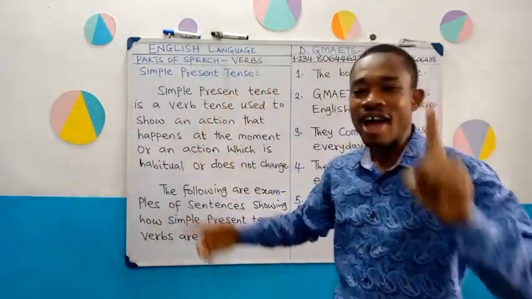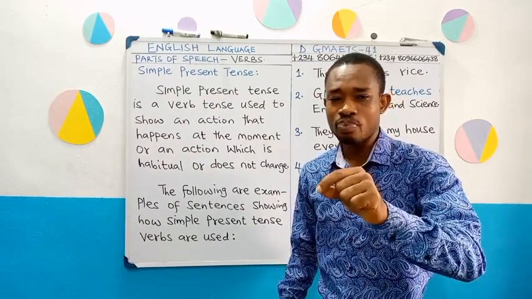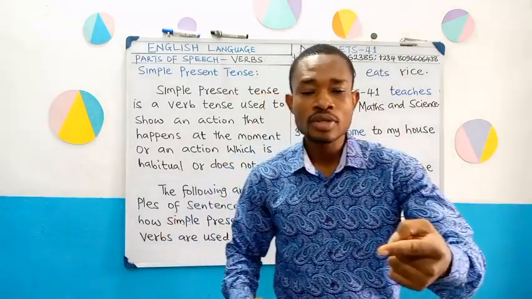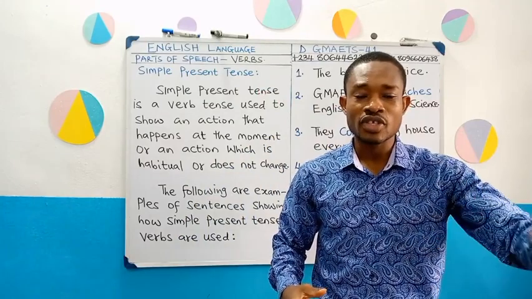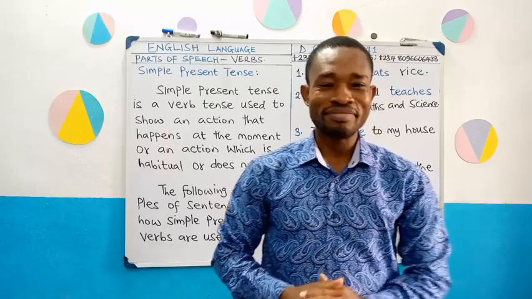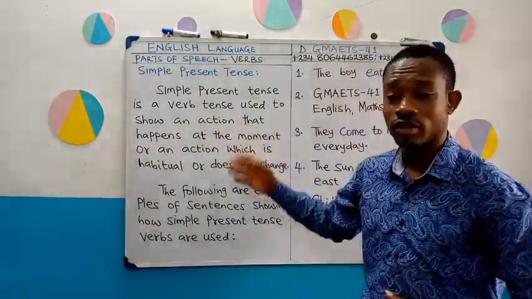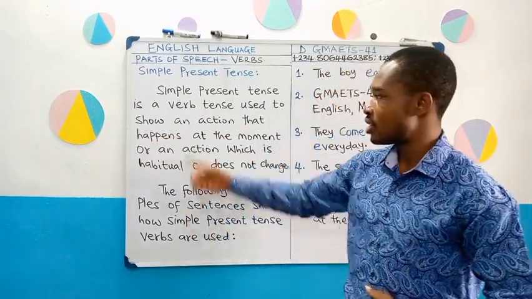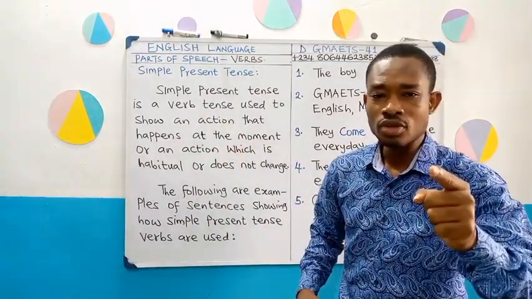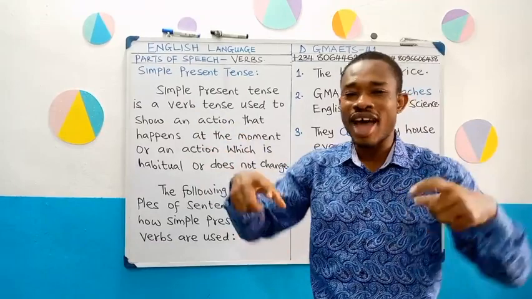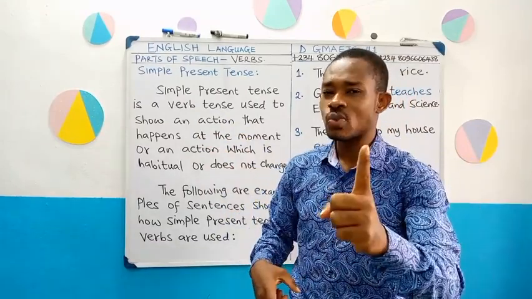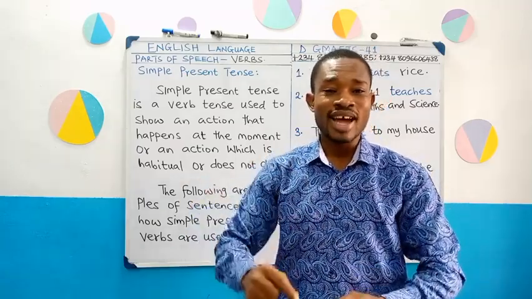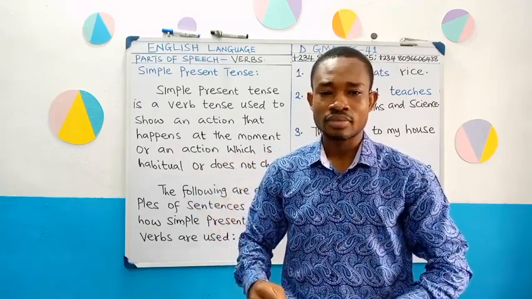And here on the board, I have the first of them, which is simple present tense. What is it? How do we use simple present tense in English language sentences? You ready? So let us go. On the board, we'll have this short note telling us what simple present tense is. Simple present tense is a verb tense used to show action that happens at the moment. That's one way you can use simple present tense.